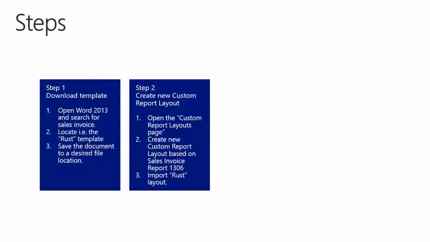Step number 2, create new custom report layout. We will open the custom report layouts page. We will create a new custom report layout based on the sales invoice report 1306, and then we will import the ROS invoice template and view the report with this new layout.